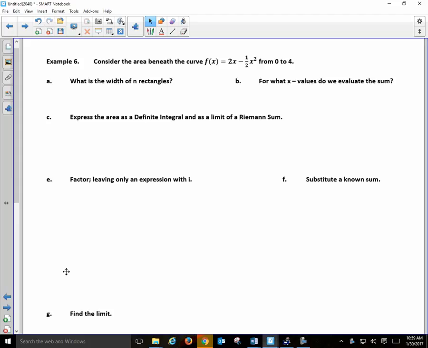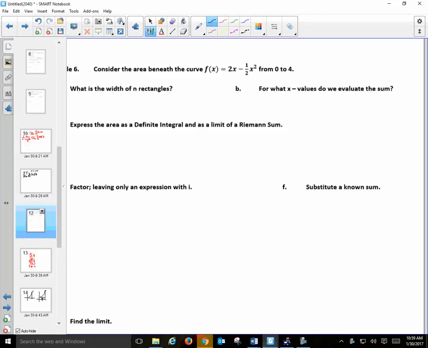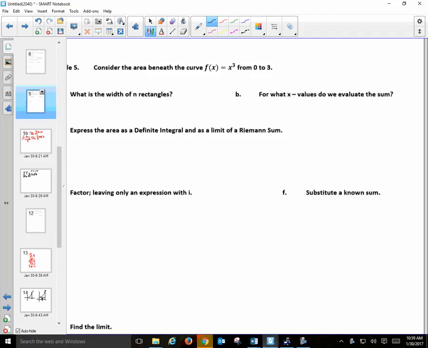Okay, let's make it happen, folks. The challenge is in front of us. Let us add up the area of an infinite number of rectangles. This is our formula. Let's write it again on the top. We're going to... nope, we got to go back. Go to example 5.